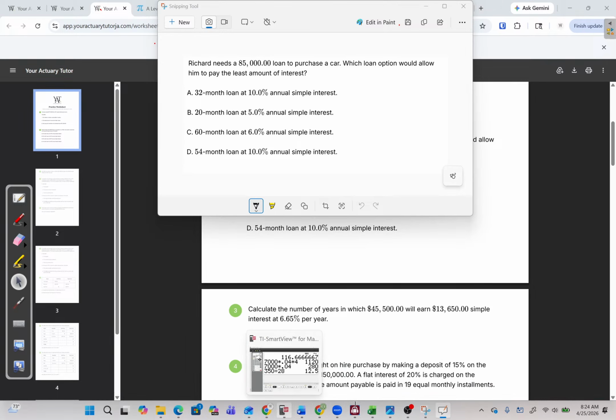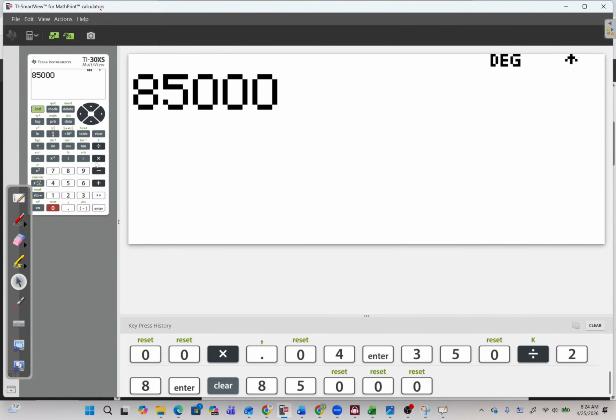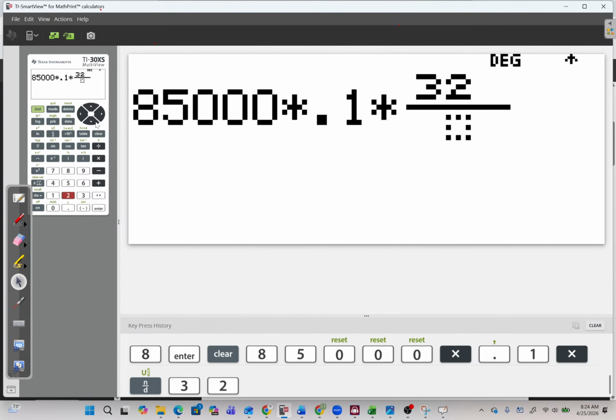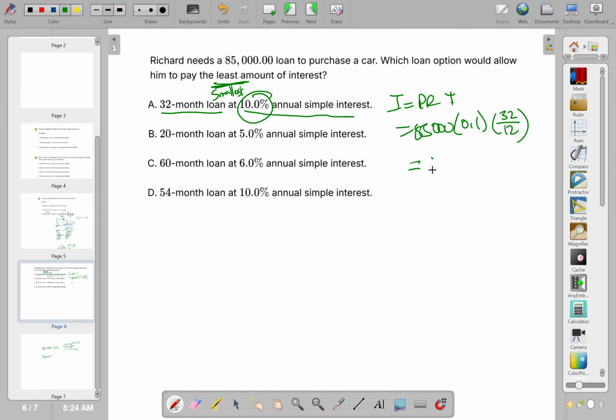That is how quickly I want you guys to mash up all of the simple interest problem. 85,000 times 0.1 times, what is it again? 32 over 12, I think it was. Give me, that look right? I guess so, 22,000? 22,666, roughly, yeah?